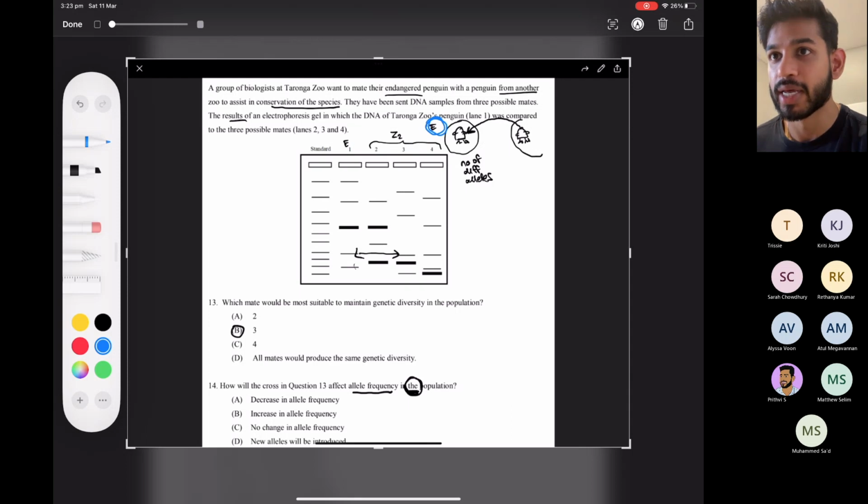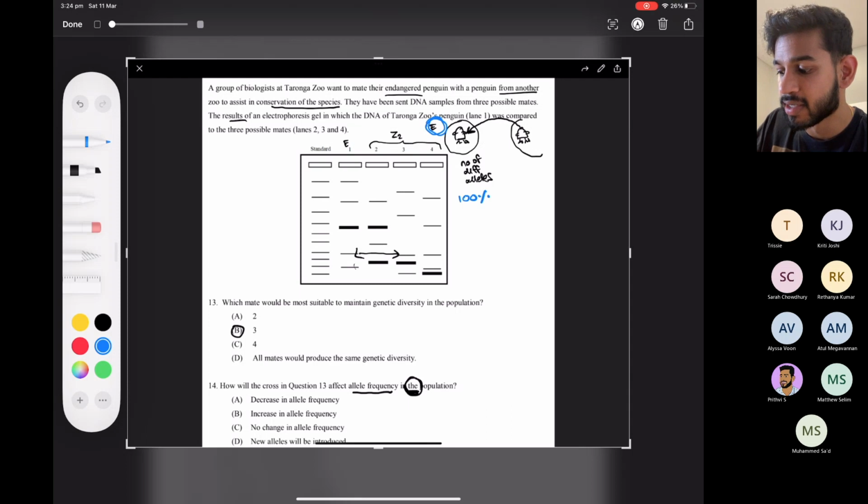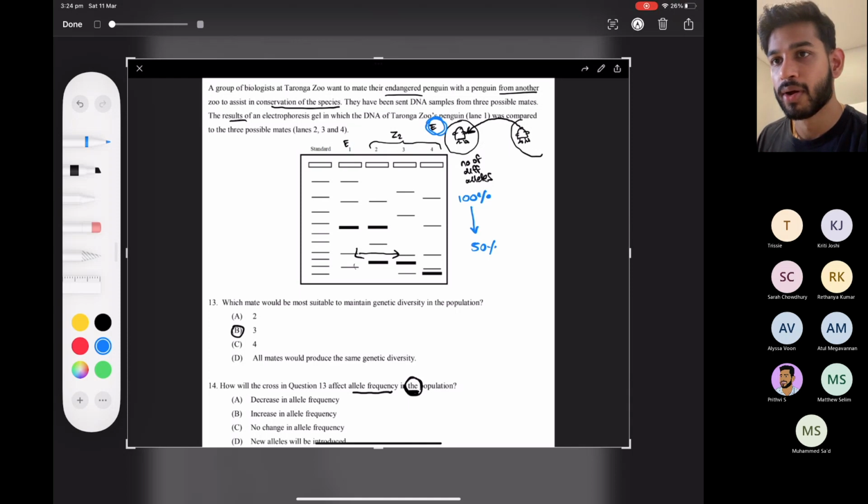Now, logically think about this, everyone. In this endangered population, they haven't told us there are any other penguins. They can almost assume this one penguin is the endangered species, right? So all of its alleles represent 100% of the gene pool. But now, when I add another penguin which has completely different alleles, right, the frequency of this endangered penguin's alleles will drop from 100% down to making up 50% of the gene pool, right? Because there's other new alleles, such as this allele introduced by that same penguin.